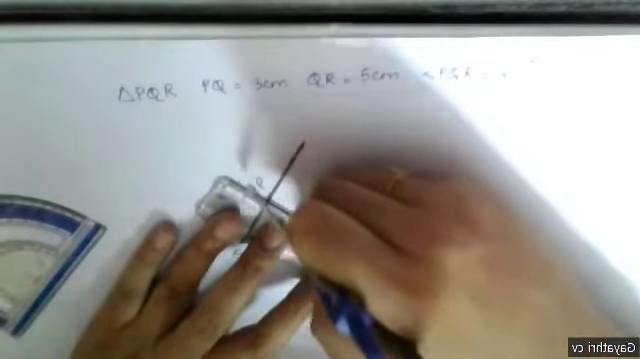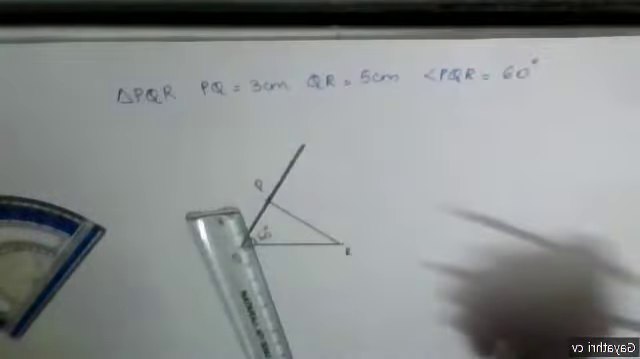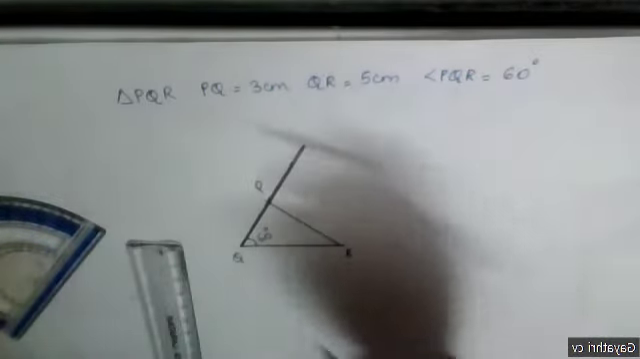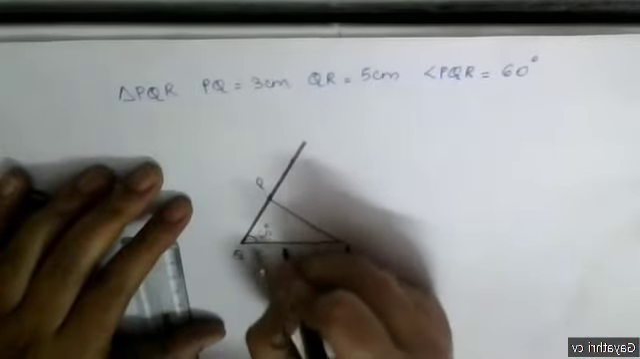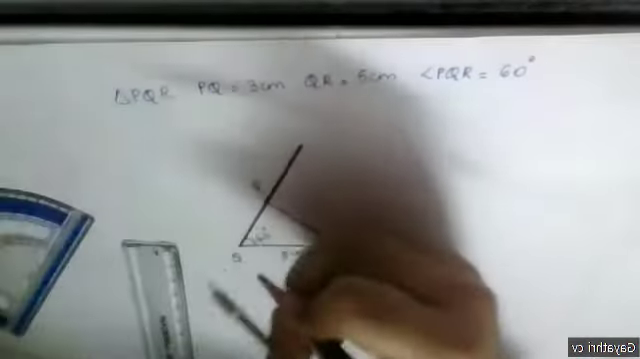And then just join these two and you get triangle PQR. So this is the required triangle. So in this triangle, you can see that angle PQR is 60 degree, this QR is 5 centimeter and PQ is 3 centimeter.